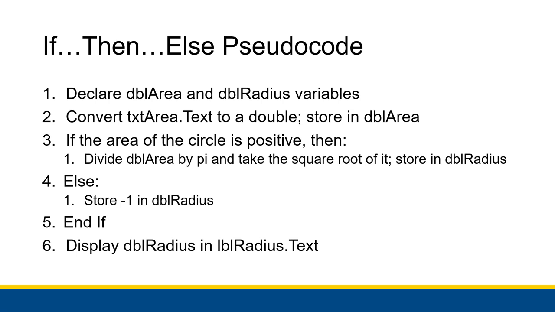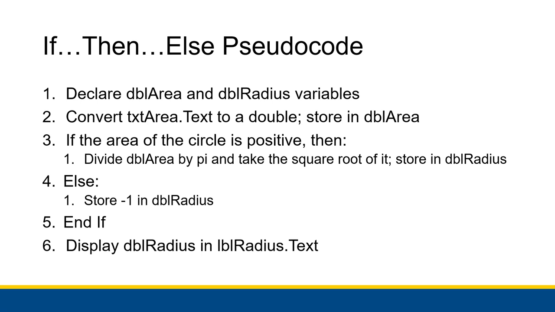All right, so here is some pseudocode for a modification of our calculating the circle's radius from its area that I showed before. Now, this one is different because I'm actually taking advantage of the if-then-else structure in order to give the user a more prominent warning that they've entered a bad value. Because before we just put zero, which is valid if they gave us an area of zero, but it's invalid if they typed in letters and stuff, or if they gave us a negative number.